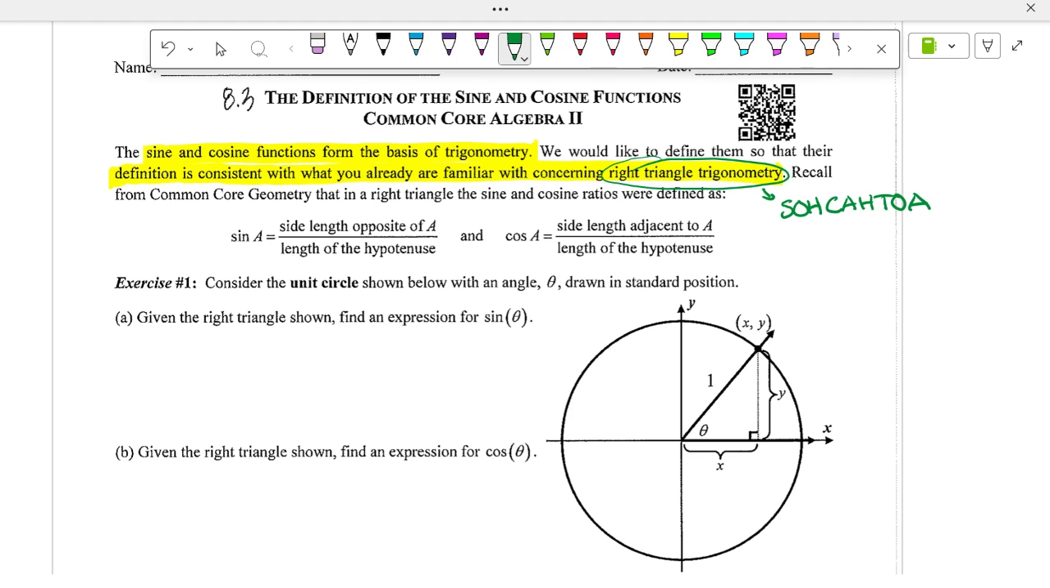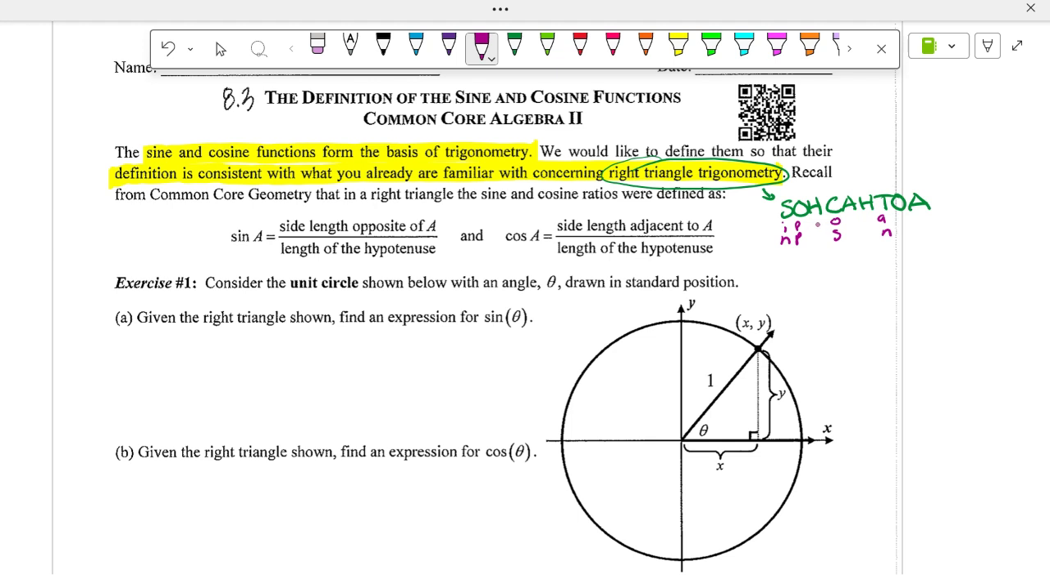So SOHCAHTOA just dictates, or it's an acronym to help you remember the different trig ratios. So you have sine, cosine, and tangent. So that's the S, C, and T of SOHCAHTOA. And then the two letters next to each of those three letters are their ratio that you would set up based off of their reference angle.